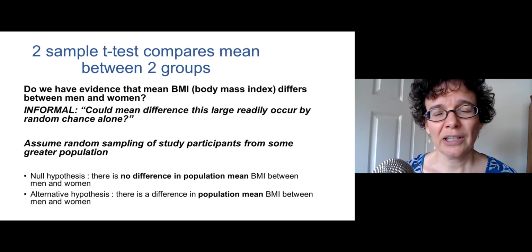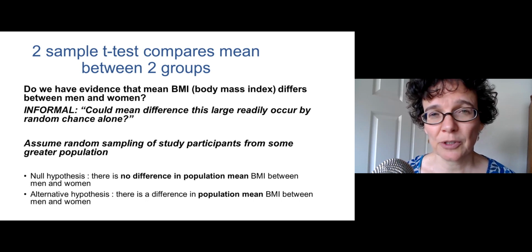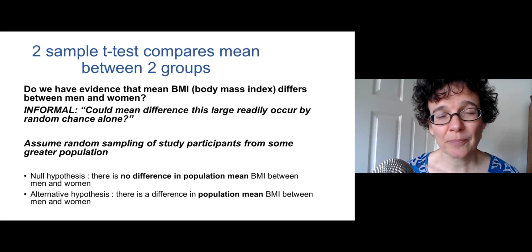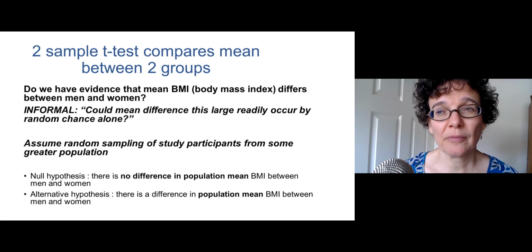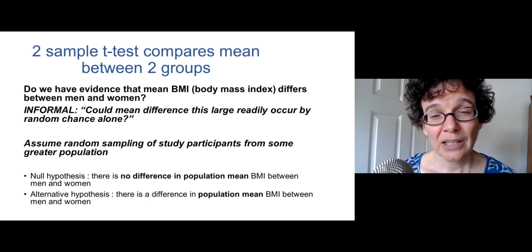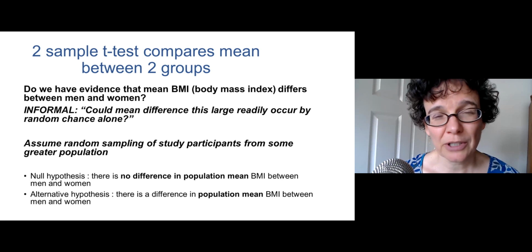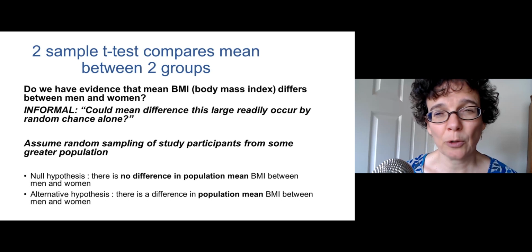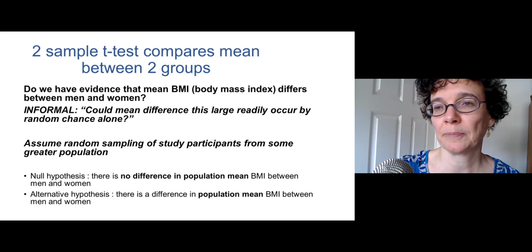The principle underlying this is that when we do research, we're not specifically interested in our study participants, but we want to generalise our conclusions to some broader population. We assume random sampling of study participants from the population, and we use this as a way of accounting for random chance in our results. We set up a null and an alternative hypothesis. The null is that there's no difference in population mean BMI between men and women, and the alternative is that there is a difference in population mean between men and women.